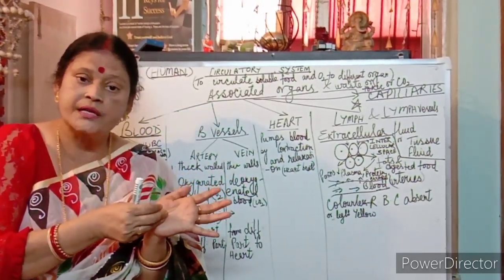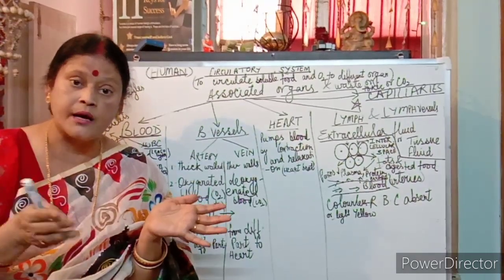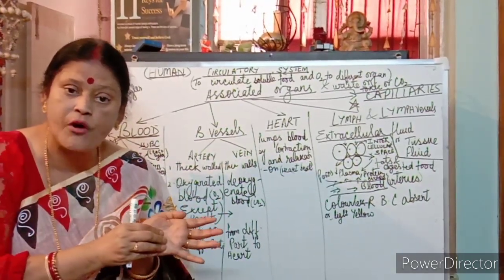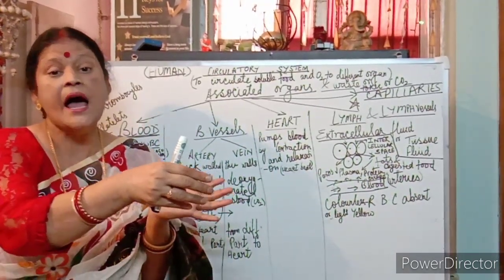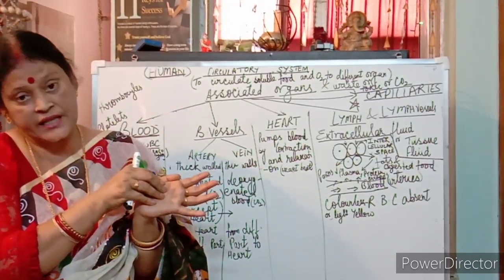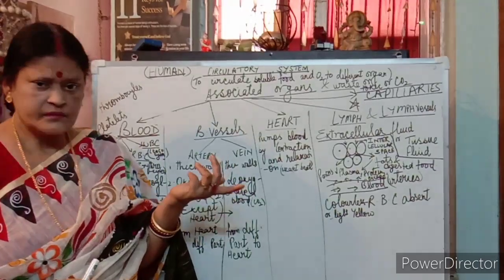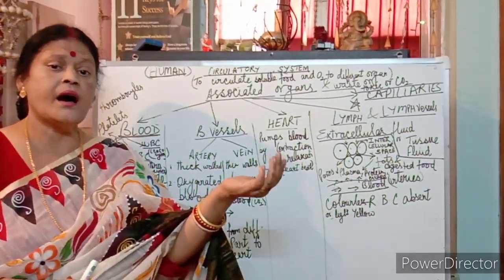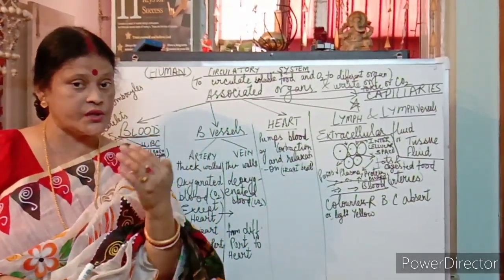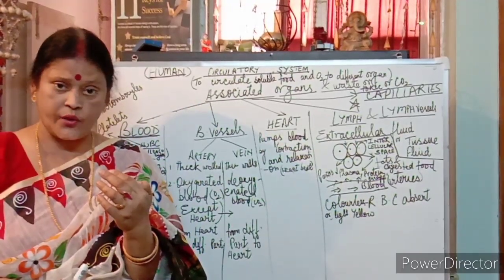Why do the arteries have thick walls? What is the answer? Because arteries carry blood from the heart to different parts of the body under pressure. That is why arteries are thick walled. Veins are thin walled, and they need not carry blood under pressure. They are bringing blood from different organs to the heart, so no pressure is required in this.